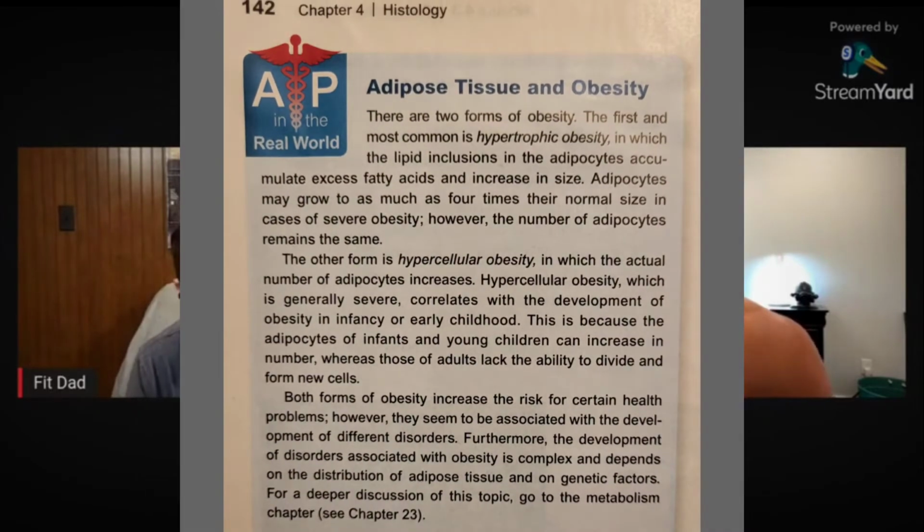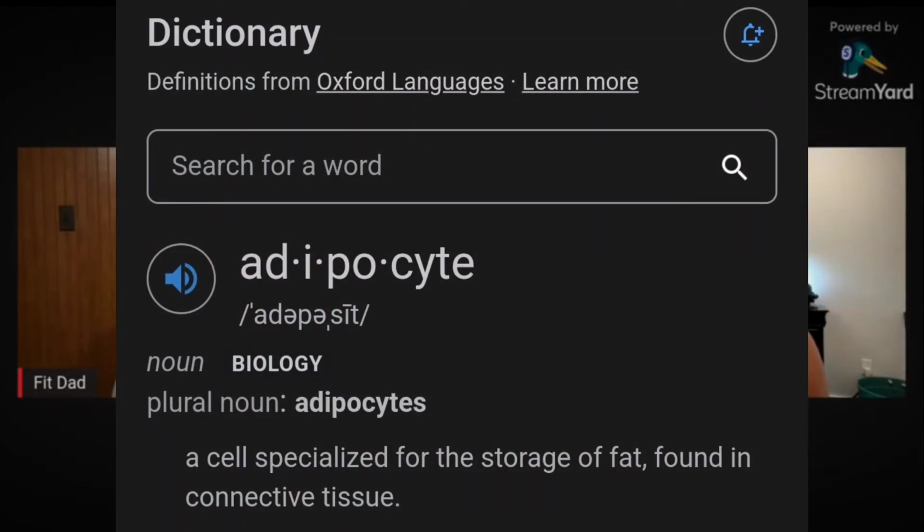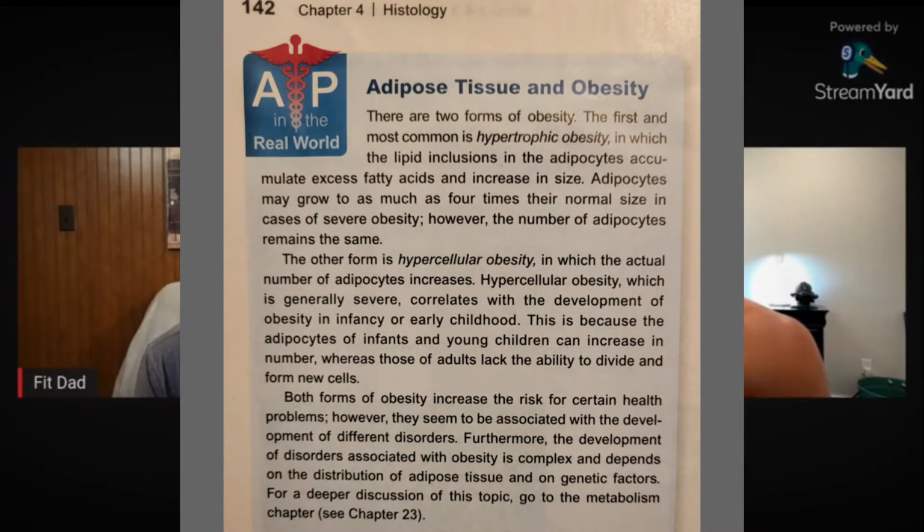or hypercellular. So hypertrophic, in which the lipid inclusions in the adipocytes, or fat cells, accumulate excess fatty acids and increase in size. So basically, the fat cells you already have increase in size. Adipocytes may grow to as much as 4 times their normal size in cases of severe obesity. However, the number of adipocytes remains the same.